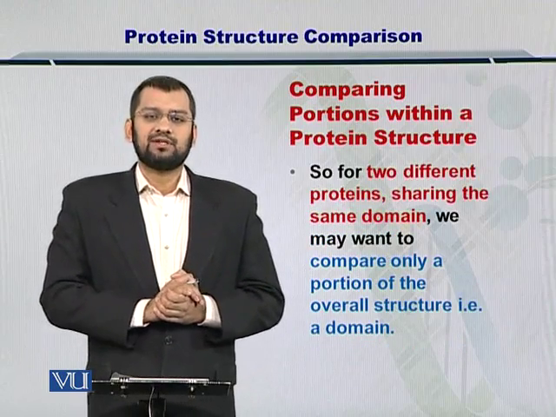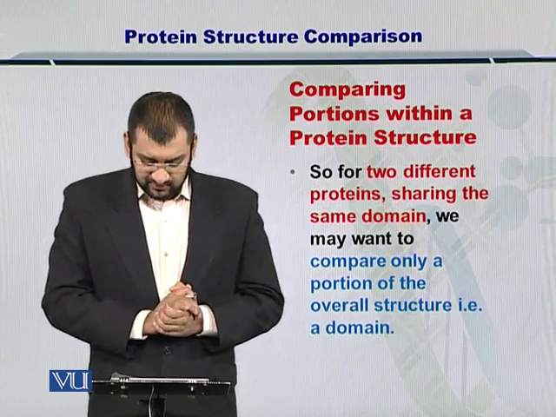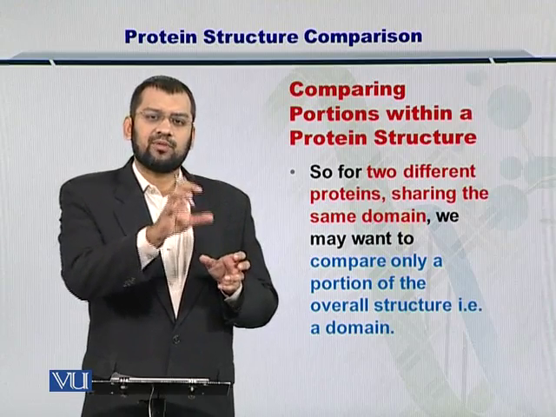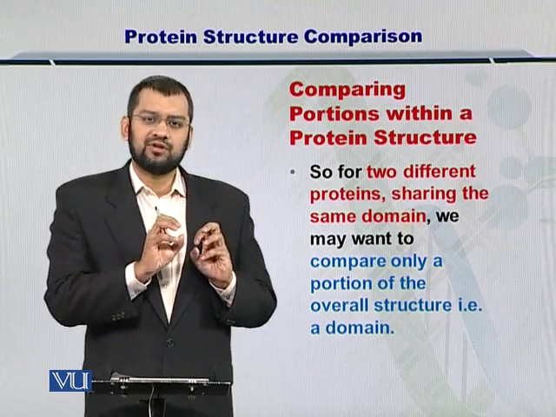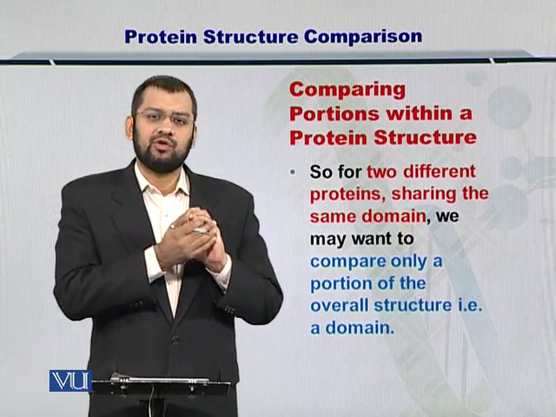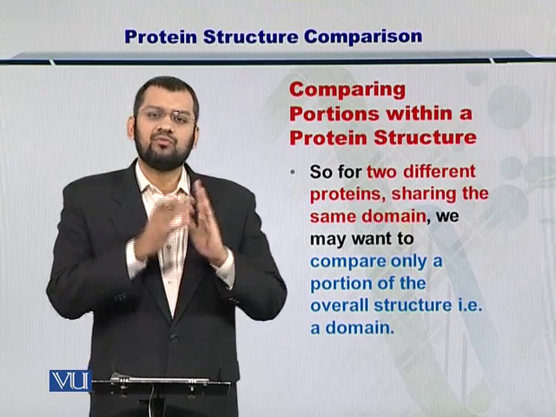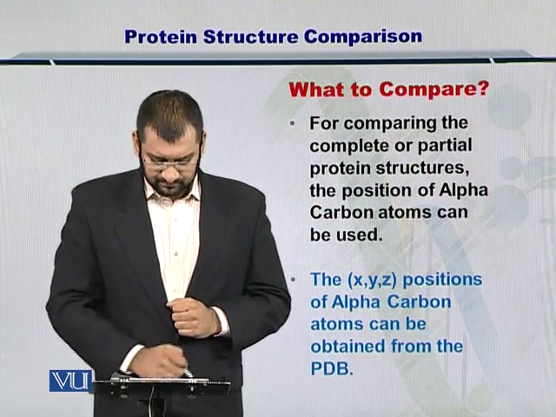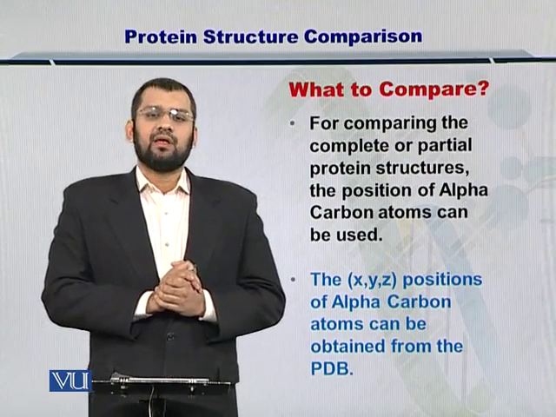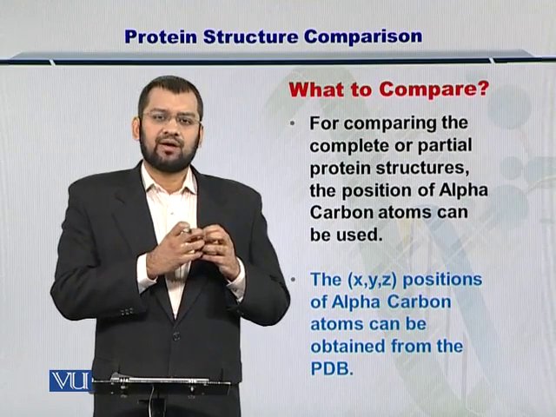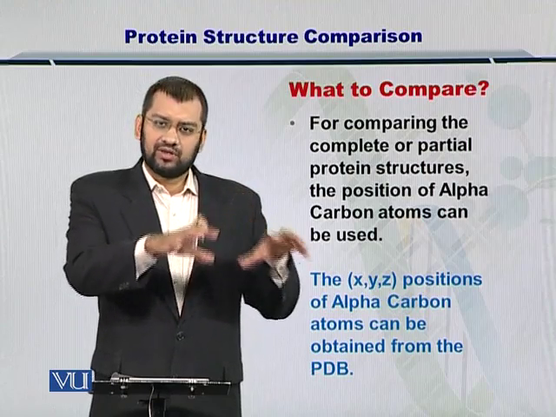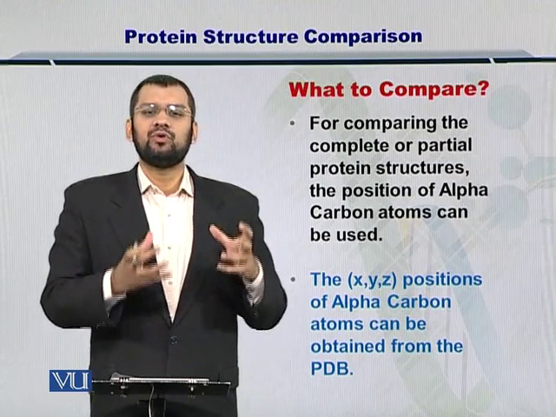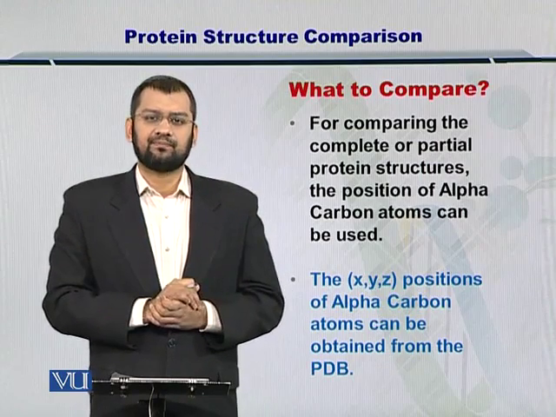So, if you are given a task to compare the partial sequences, then you simply extract those portions from the protein structure that are of your interest, and then you compare them using rigid body superpositioning. We'll talk about this in detail in the later modules. Now, given that you have two proteins to compare, or let's say two domains to compare within the bigger proteins, then how to compare? How to do rigid body superpositioning?